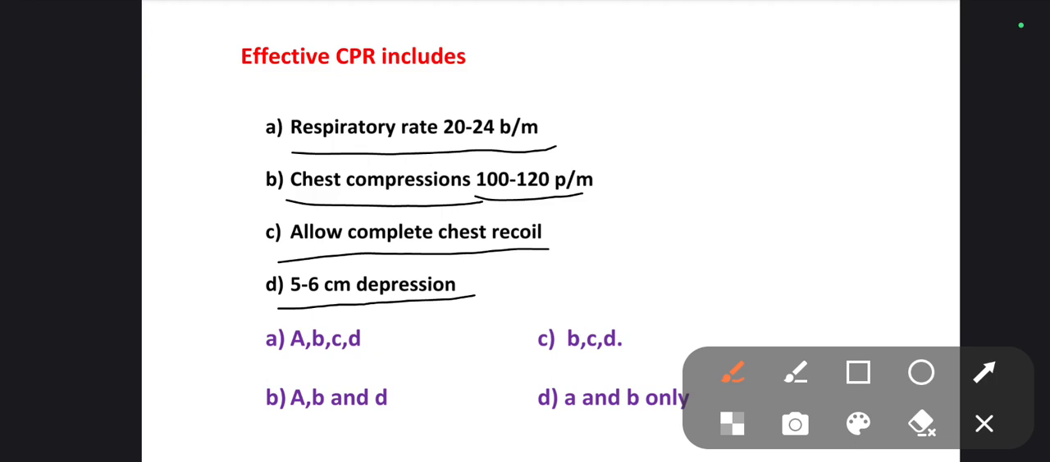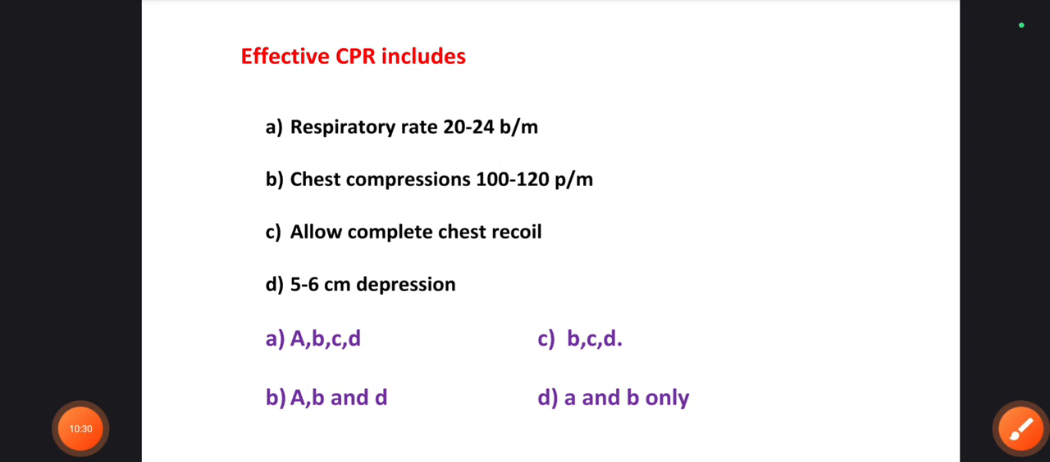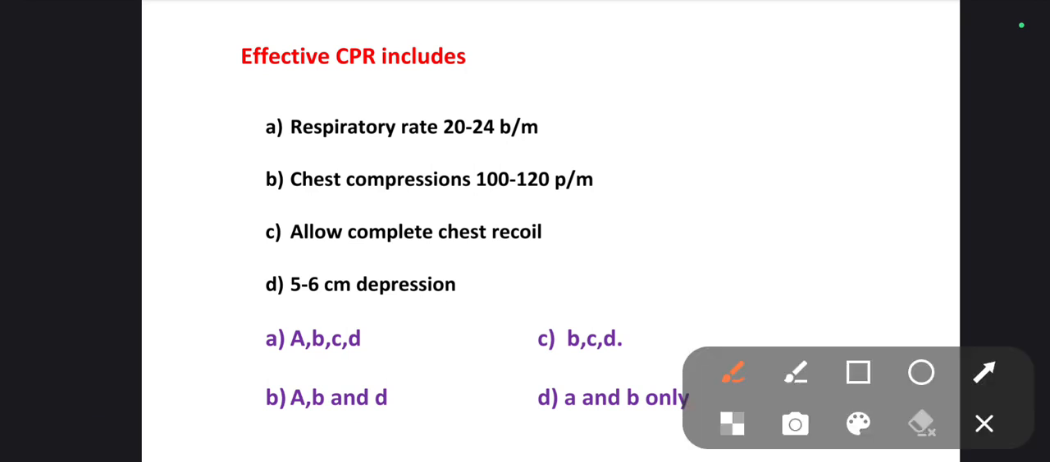So the options are, option A is the A, B, C and D. Option B is the A, B and D. Option C is the B, C, D. Option D is the A and B only. So which one is the right answer? When can we say the CPR is very effective, so understand these four options and put the correct answer. I hope you understand this question.